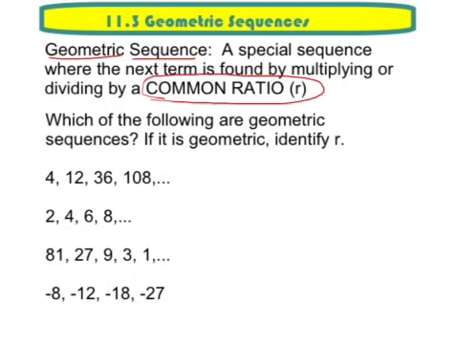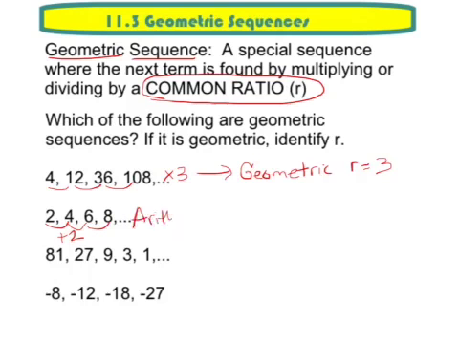So let's take a look at a few examples. In example number 1, you can clearly see that I'm multiplying by 3. So it is geometric, and r is positive 3. In this example, here we're adding 2. So this is not a geometric sequence, this is actually arithmetic. Now this one, we can see we're dividing by 3, and when we're dividing by 3, another way to think of it is multiplying by 1/3 or the reciprocal. So this is in fact geometric, and r is equal to 1/3.